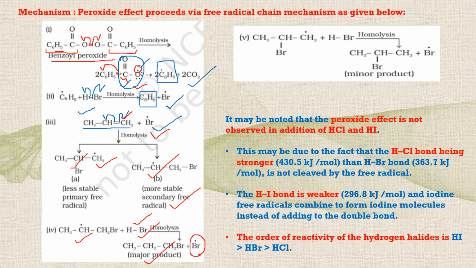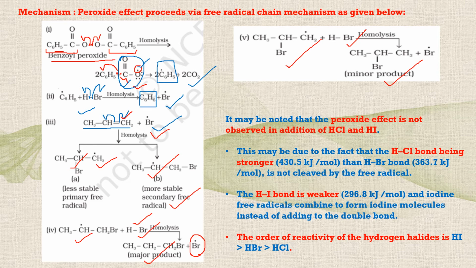Same way, if you show the minor product, this was the less stable free radical. So HBr reacts with this by homolysis only, and you get the minor product, and the reaction keeps on going till we stop giving the conditions. The reaction will keep on going and keep giving you the major product in more quantity.